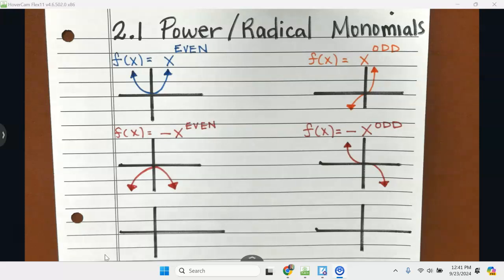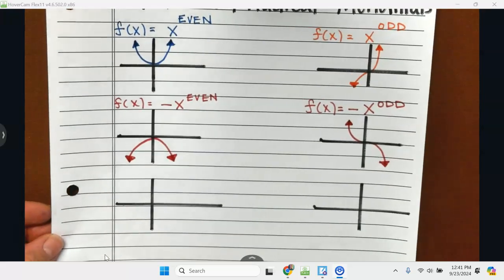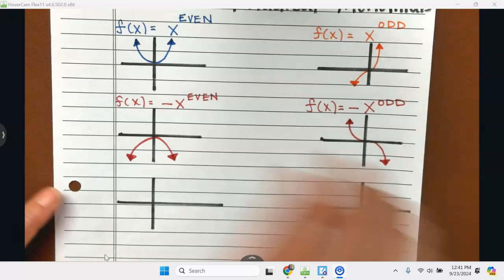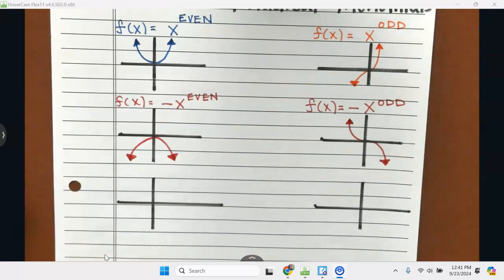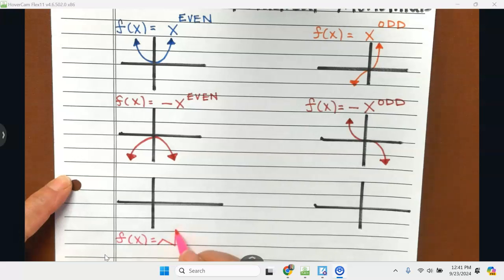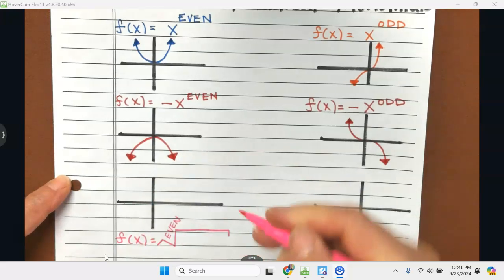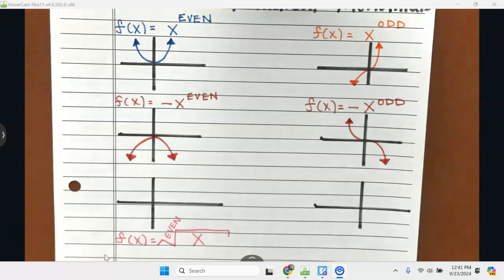All right, then we're going to have our radicals. And guys, watch how I write these radicals. Let me draw my sign first. So down here, I'm going to write f of x equals, and I made that space as big as I could because I want to write the word even here. And then same thing over here, but I'm going to write the word odd.